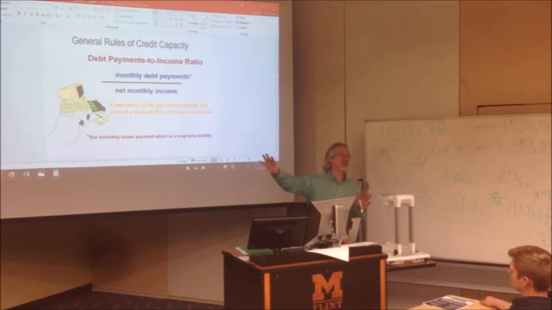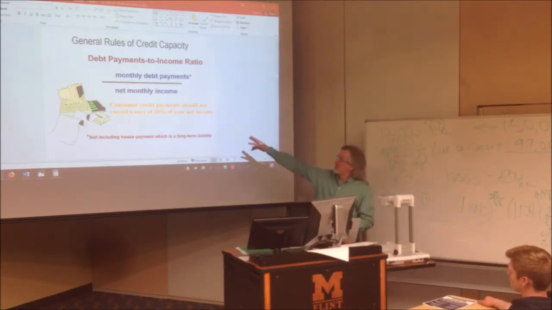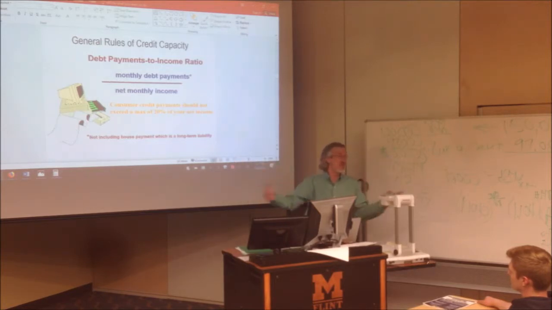This is after taxes are withheld. It's the amount that your check gets transferred into your bank account, after they take out withholding taxes and Social Security: the net income. And when you divide those, and it's near 20% or over 20%, you have too much in payments and not enough income, and you're going to head towards trouble. That's the golden rule about 20%.